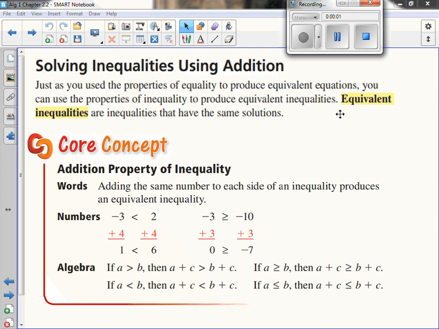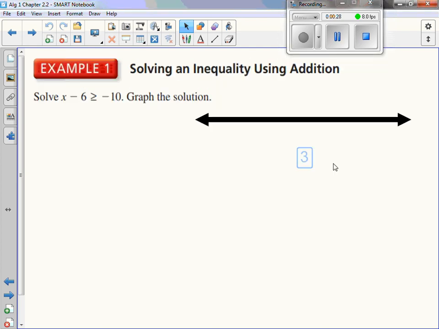All right, guys. So what we're looking at today is we're continuing on with inequalities. But today we're looking at solving inequalities with addition and subtraction. So most of what we'll be doing today is adding or subtracting something from both sides, because adding the same number to both sides of an inequality produces an equivalent inequality. So we can add the same thing to both sides or subtract it. Kind of like what we did with equations in last chapter, we can do the same thing with inequalities.